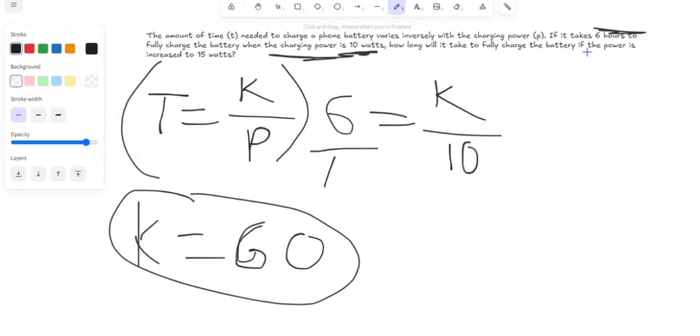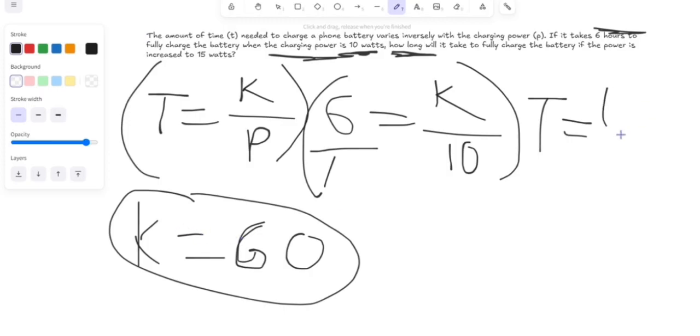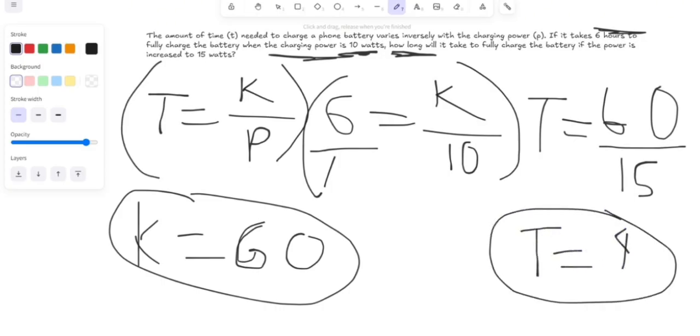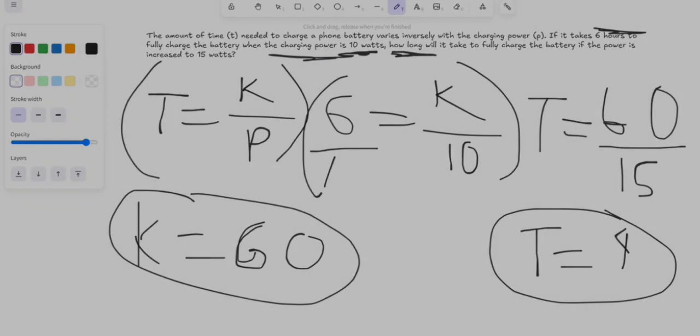Ngayon, how long will it take to fully charge the battery if the power is increased to 15 watts? So t, because ang sabi ay how long, nahanap yung time, equals k. Itong constant natin, hindi nagbabago kasi constant, over itong 15 watts na power. So divide lang natin yan. 60 divided by 15 is 4. So the phone will take 4 hours to charge at 15 watts, and it will take 6 hours to be fully charged if the charging power is 10 watts.